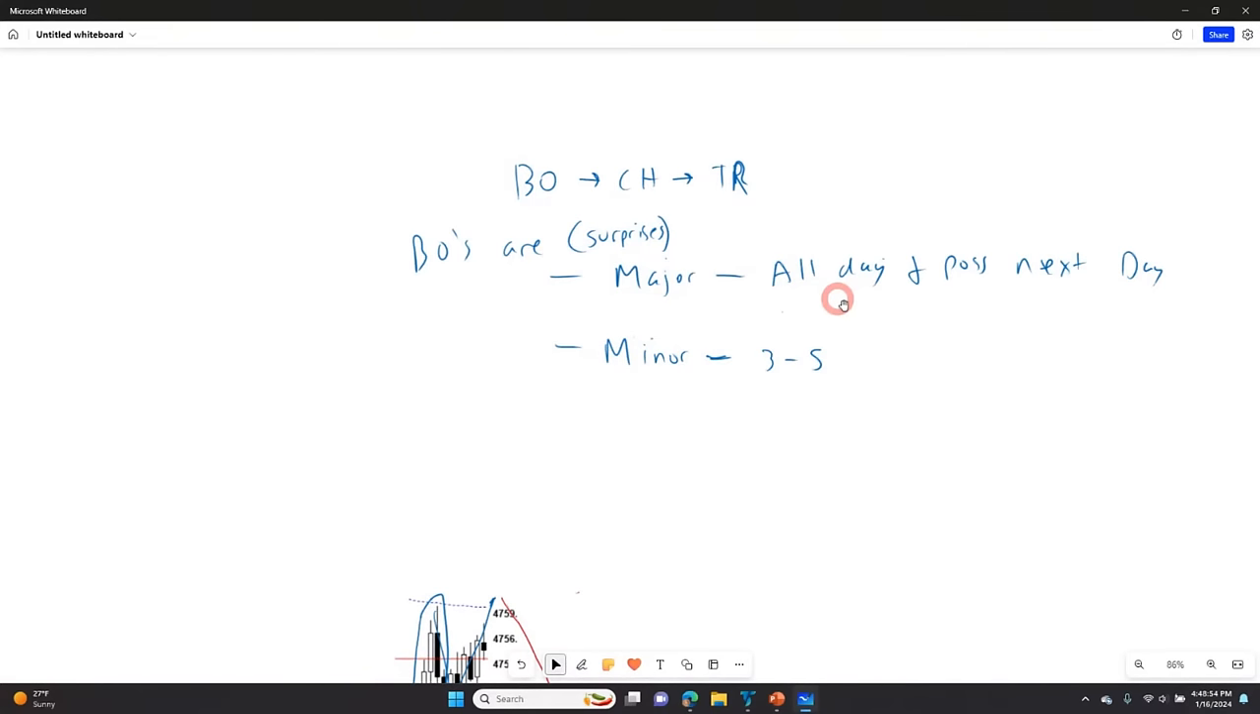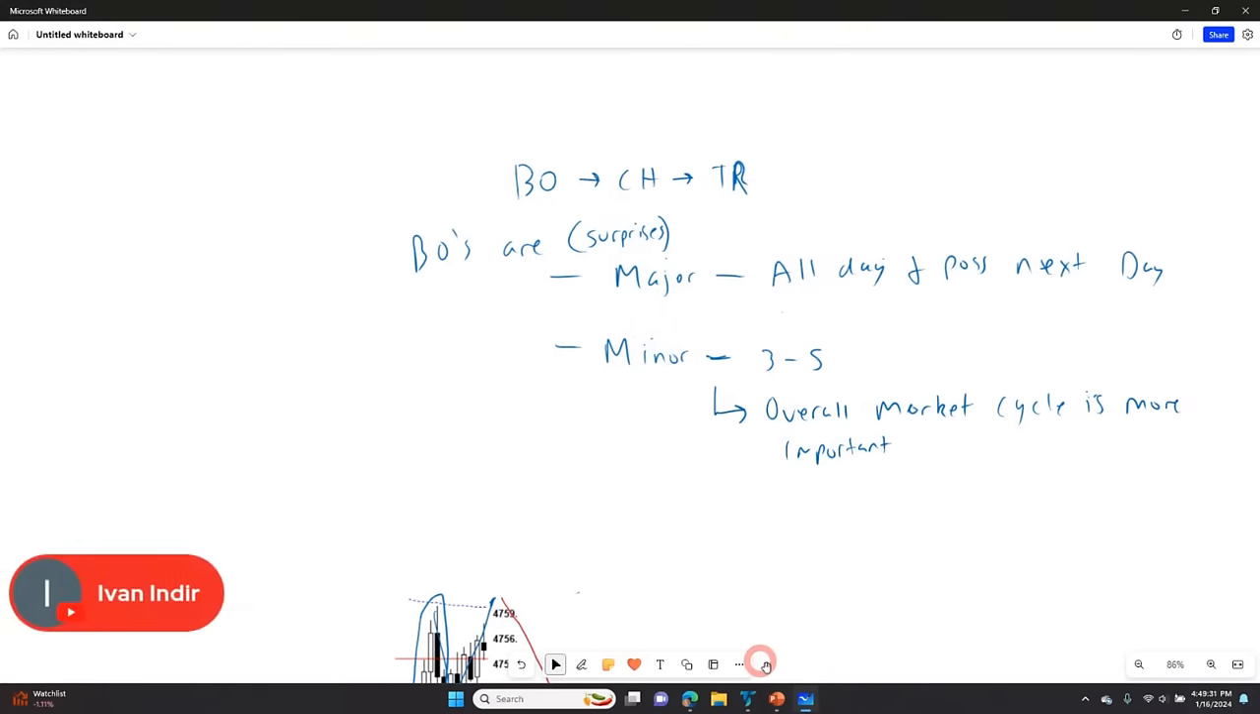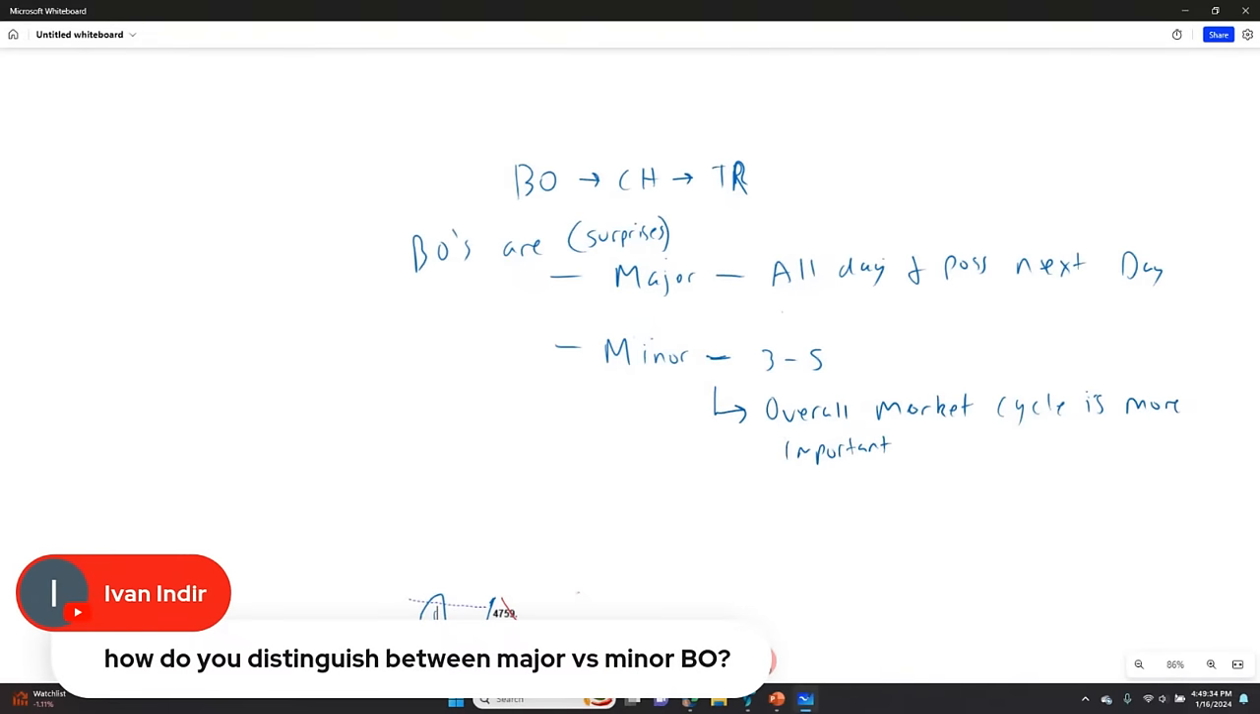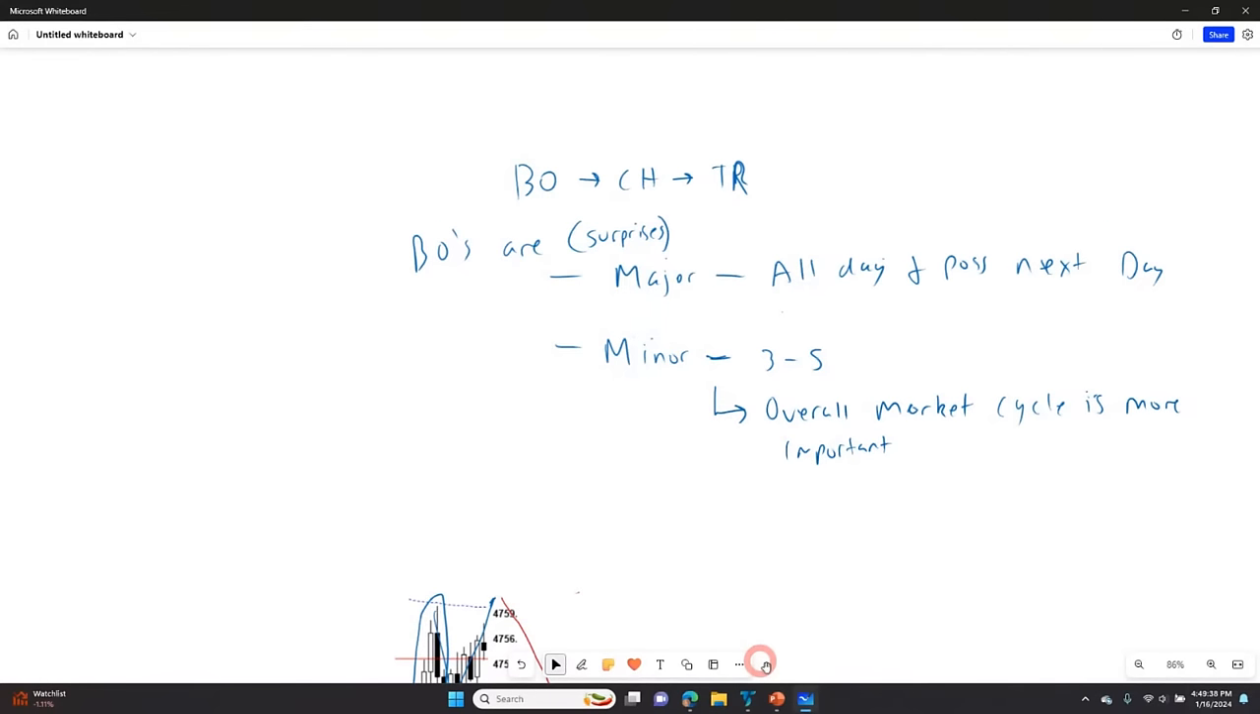Whenever you have a minor breakout, the overall market cycle is most important. So the overall market cycle is more important when you have a minor breakout. So Ivan is asking, how do you distinguish between a major and minor breakout? Well, who can tell Ivan? So who can put in the chat what's the difference between major and minor breakouts?